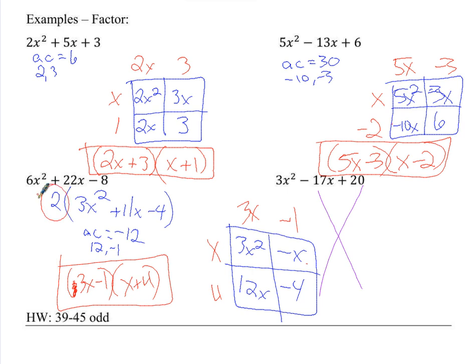Don't forget about your GCF hanging out up there. You have to include the 2. So it's actually 2 times 3x minus 1 times x plus 4.